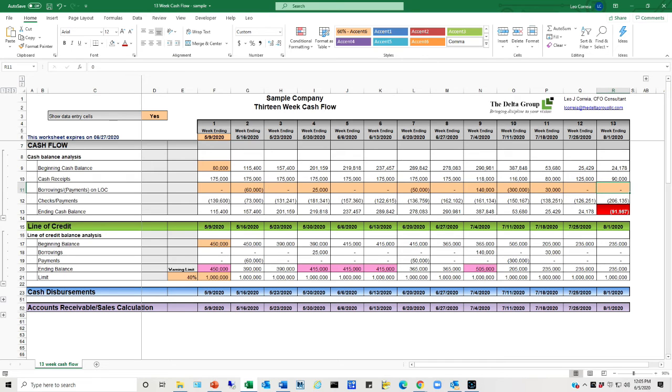So in week 13, I'm going to borrow $150,000 so my cash balance is positive, and I've kept my borrowing on my line of credit to a minimum to minimize the interest expense on the line of credit.